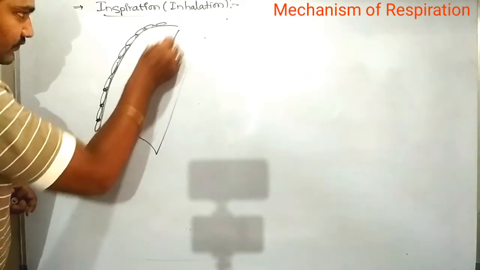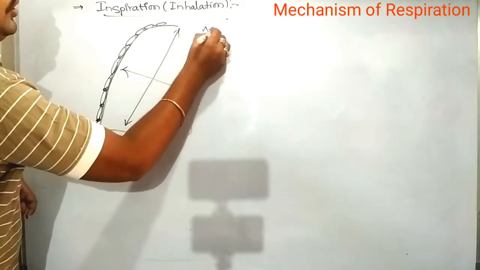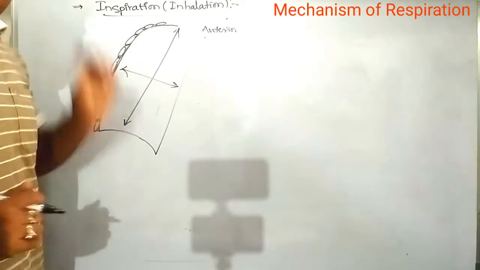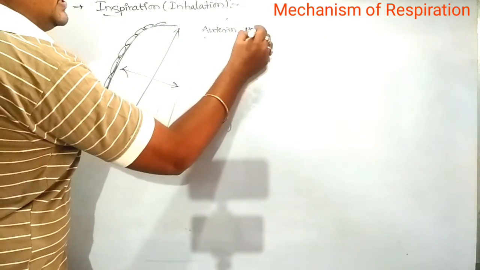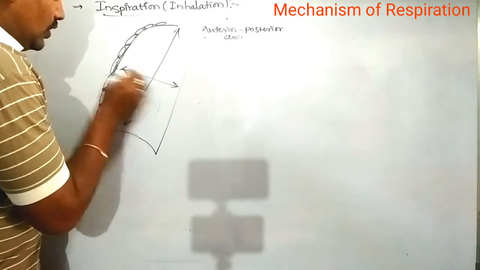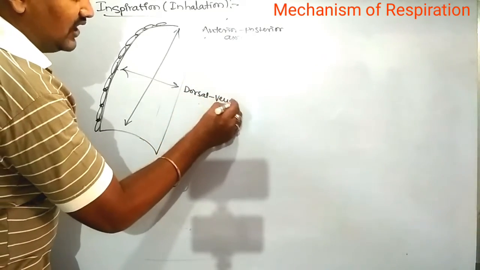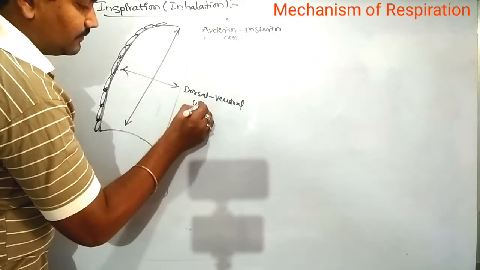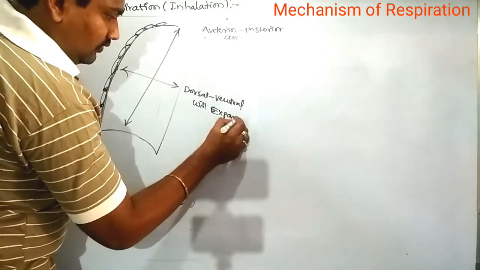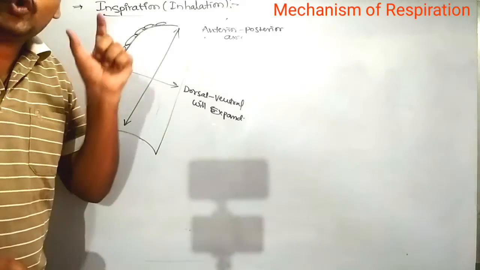During inspiration, the anterior posterior axis also will expand. The anterior and posterior axis will expand, as well as the dorsal ventral axis; the dorsal and ventral region also will expand. These expand based on these total mechanical activities.